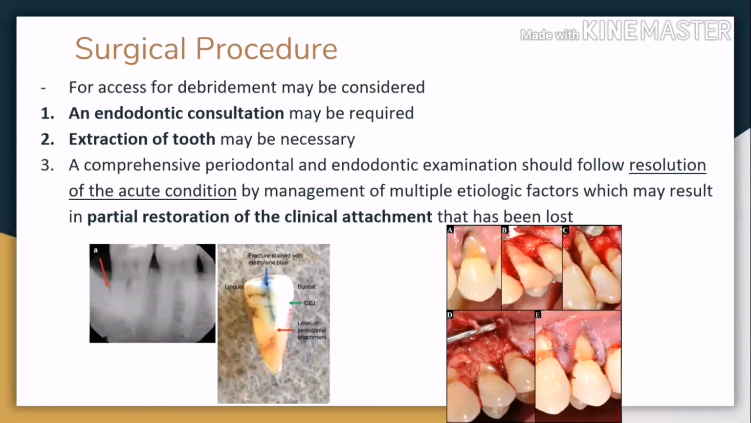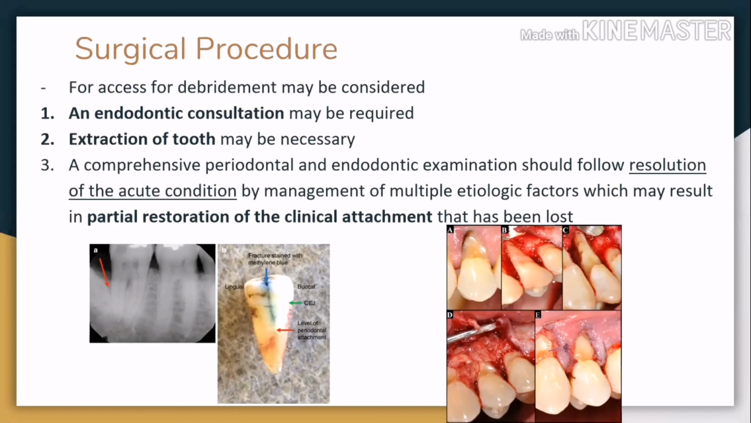A surgical procedure for access for debridement may be considered. First, an endodontic consultation may be required. If the involved tooth has advanced attachment and bone loss, then extraction of the tooth would be indicated.